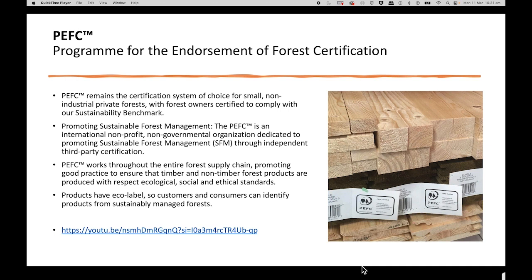It's an international, non-profit, non-governmental organisation dedicated to promoting sustainable forest management through independent third-party certifications. So there are people that can go through your plantation and certify that your forest meets all of the sustainability guidelines set out by the FSC standards. So PEFC works throughout the entire forest supply chain, and it promotes good practice to ensure that timber and non-timber forest products are produced with respect to ecological, social, and ethical standards. Products have eco-labels so customers and consumers can identify products from sustainably managed forests.